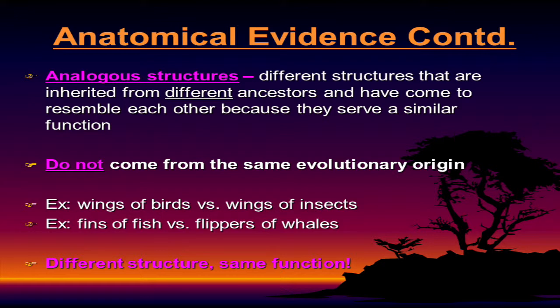These are different structures that are inherited from different ancestors that resemble each other because they serve a similar function. Some examples would be the wings of birds versus the wings of insects, or the fins of fish versus the flippers of whales. Basically, it's the opposite of homologous. Different structure, but sharing the same function. Put a star by different structure, same function. This is very important. You need to know the difference between the two.